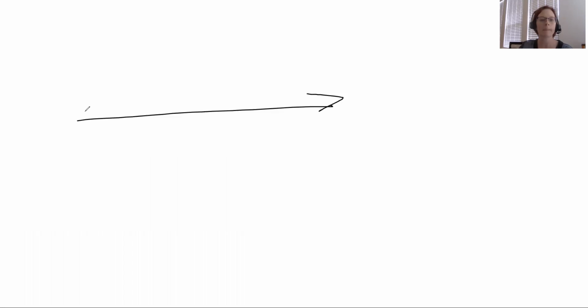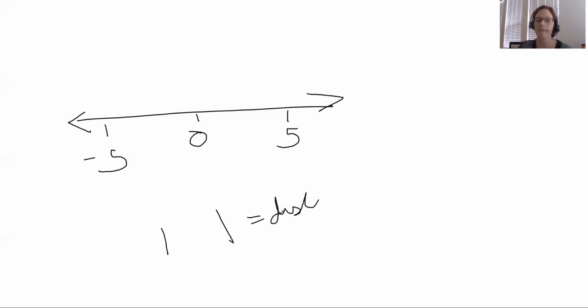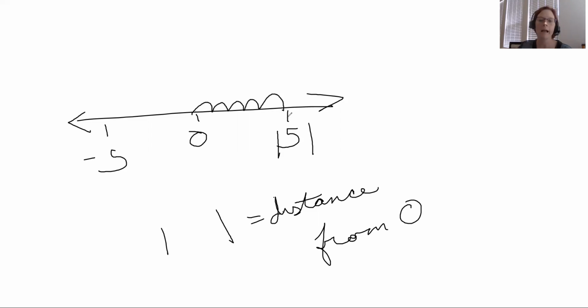Here's a number line. Here's 0. Here's 5. Here's negative 5. Absolute value is distance from 0. So positive 5, let's find the absolute value of positive 5. 1, 2, 3, 4, 5. The absolute value of positive 5 is that 5 is 5 units from 0. That makes sense. So the absolute value of 5 is 5.